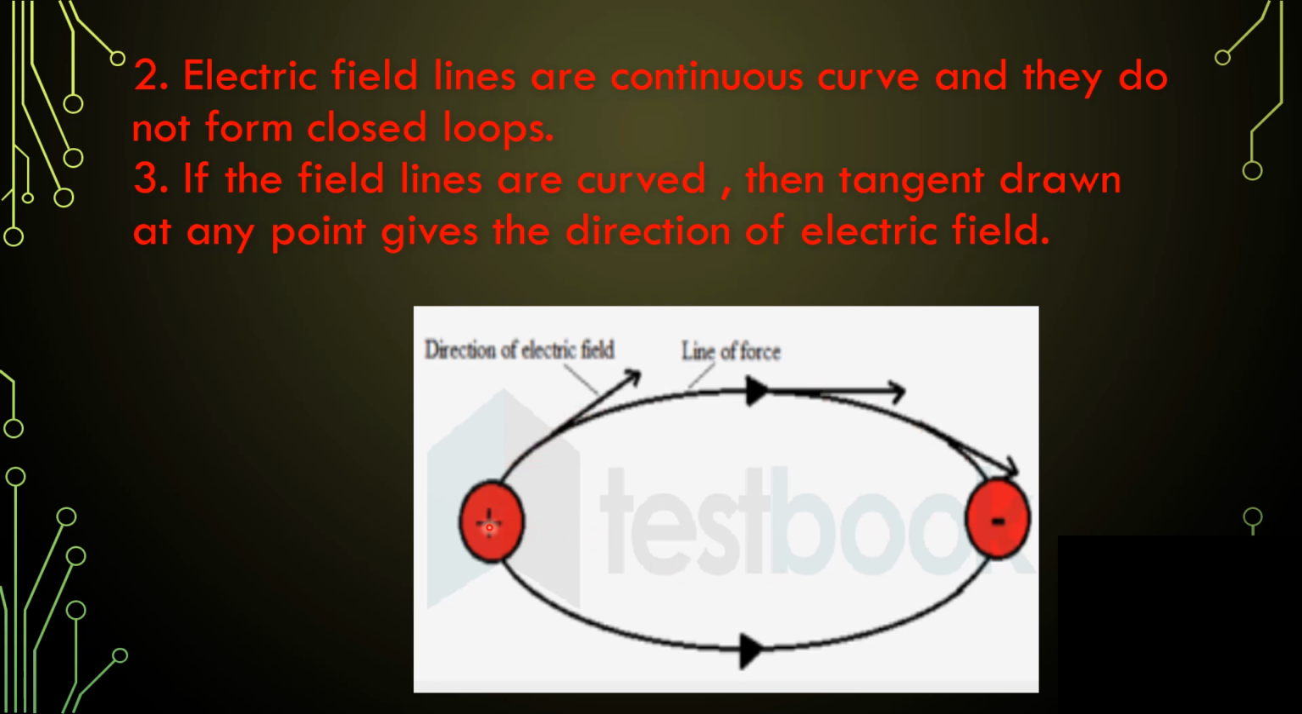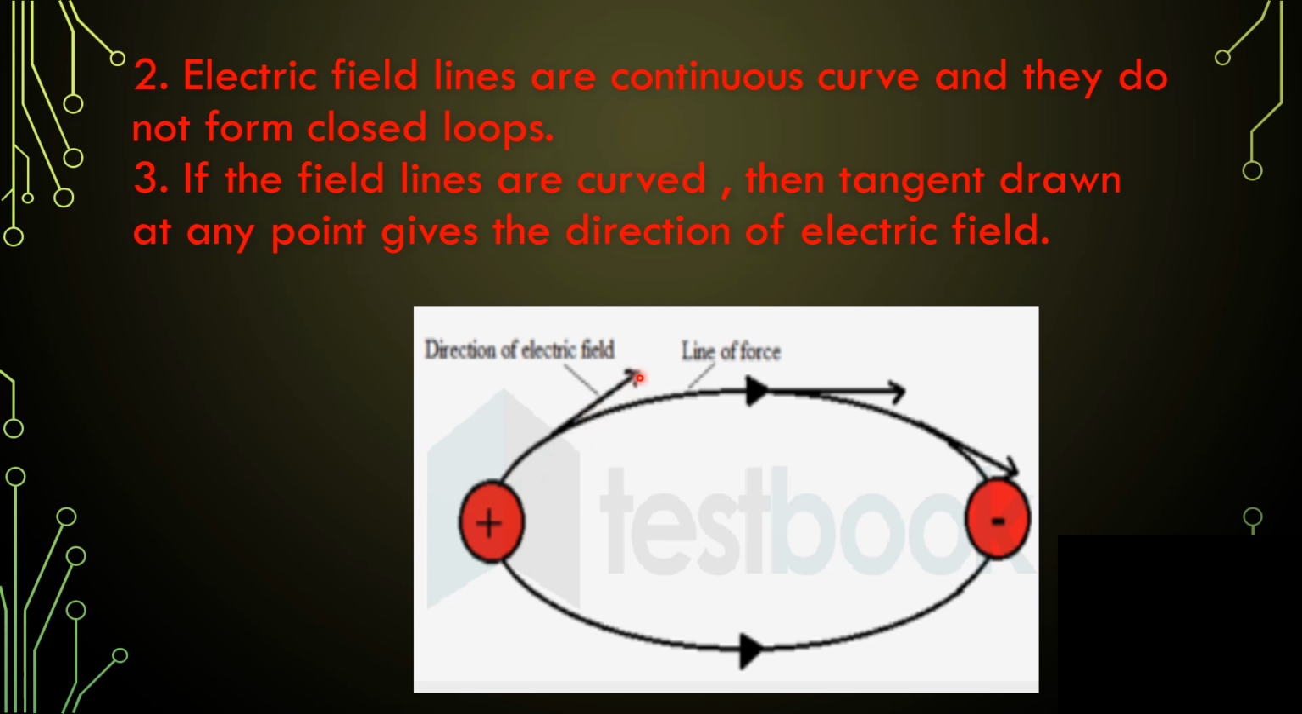So you are observing that the field lines are just moving from positive, ending on negative. Here also it is moving from positive, ending on negative, right? So it is not coming back to the positive charge. Is it clear? The next point is, if the field lines are curved, then what is the direction of electric field?